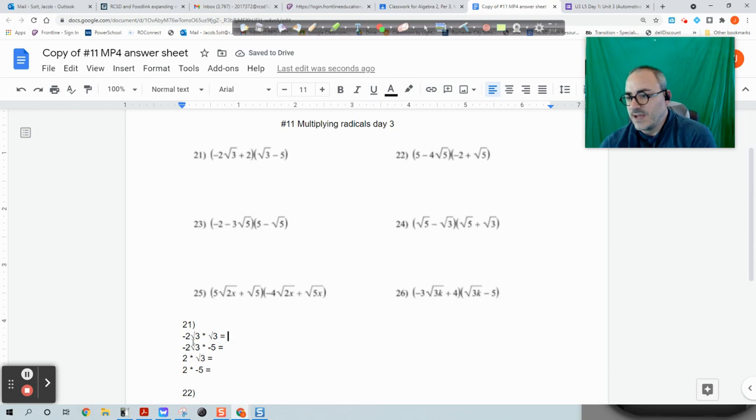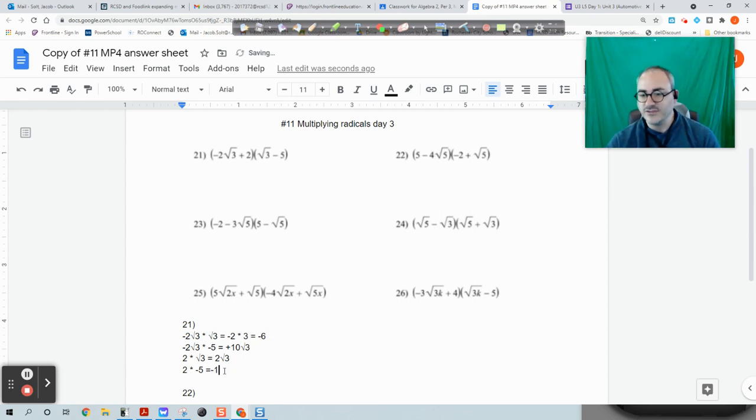Negative 2 times radical 3 times radical 3 just becomes negative 2 times 3, which is the same thing as negative 6. Remember that? I got negative 2 times radical 3 times negative 5, which just becomes positive 10 times radical 3. And then 2 times radical 3 just becomes 2 times radical 3. And then 2 times negative 5 becomes negative 10, right?